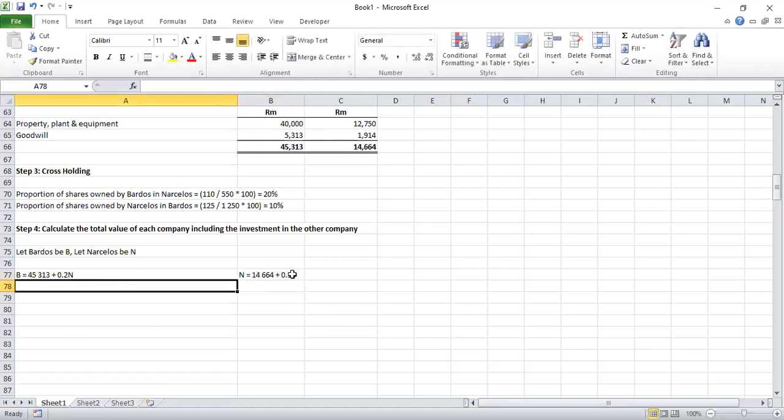Now, since we know that N is equal to this, we can replace our N with this to solve our equation. So B is equal to 45,313 plus 0.2 by 14,664 plus 0.1 B. Right, we're doing a simultaneous equation here. We know that N is this, so I've replaced N in this first equation. So then we get B is equal to 45,313 plus 0.2 times 14,664.